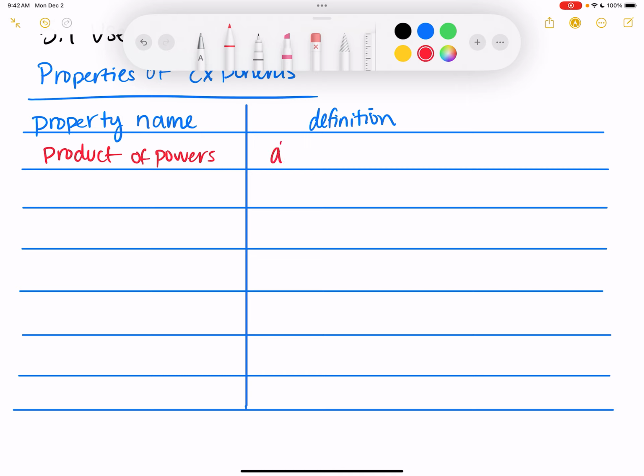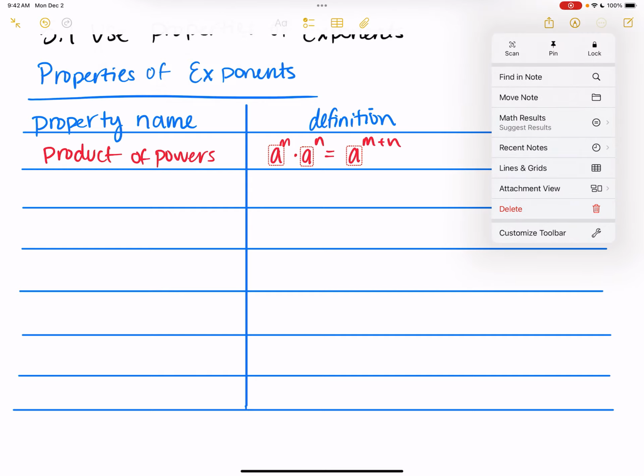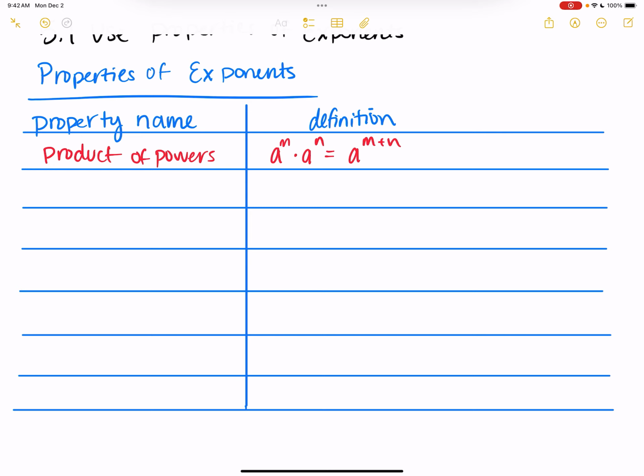A to the m times a to the n is equal to a to the m plus n. We need to know that. This just says that if the things have the same base, we add their exponents. 2 cubed times 2 squared is 2 to the 5th. It's a little confusing because there were letters.